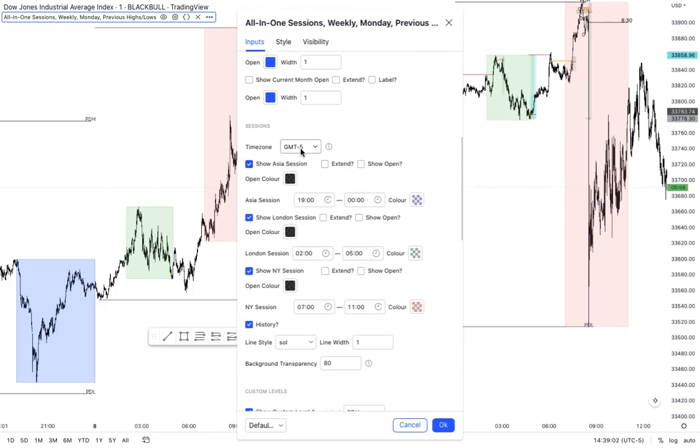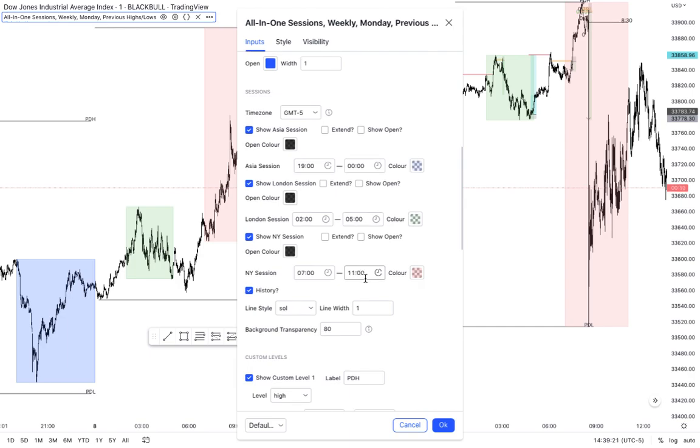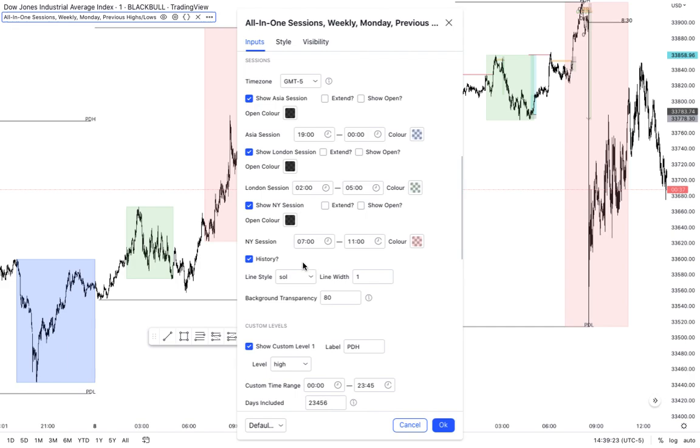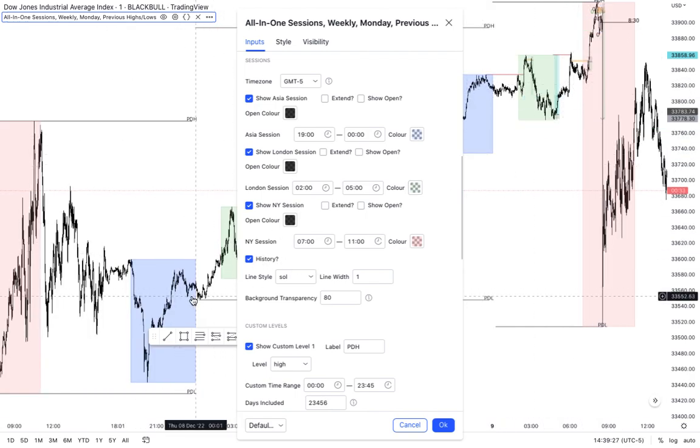GMT -5. Do remember, you need to have GMT -5 over here and GMT -5 over here as well. The 19 to 0 is the Asian session, the 2 to 5 is the London kill zone, the 7 to 11 is, although it is 10, but I have expanded it to 11. The 7 to 11 is the New York session, and if you want a session to be shown on the previous day's level, you need to click this history as well.